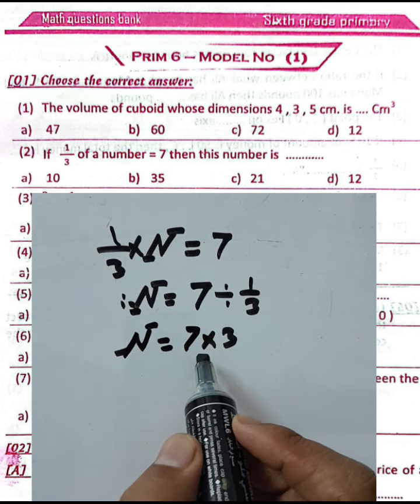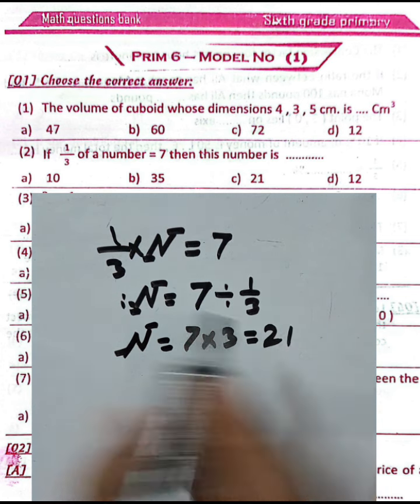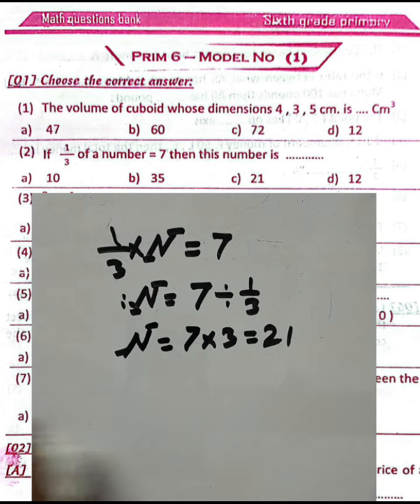Convert from division to multiplication, writing the reciprocal of a third, which will be 3. 3 times 7 equals 21. Then the number will be 21. Choose letter C.